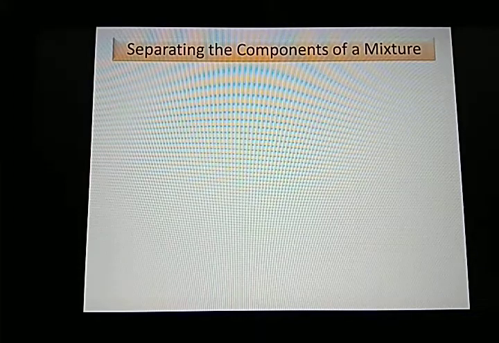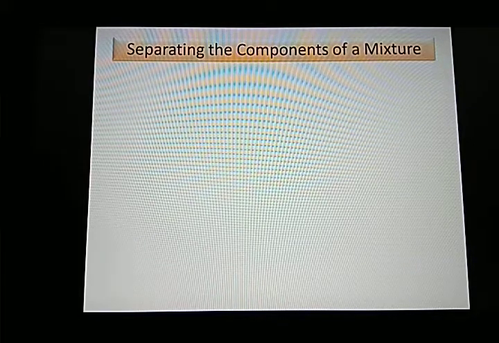We are going to discuss the different methods or the techniques that are used for the separation of the components of a mixture. So in this video we are going to discuss some of those methods. So let us begin.